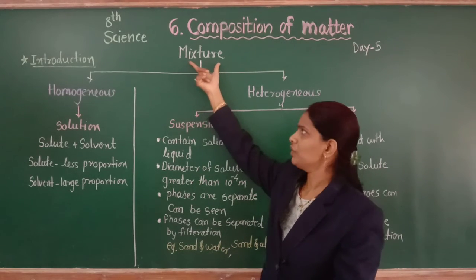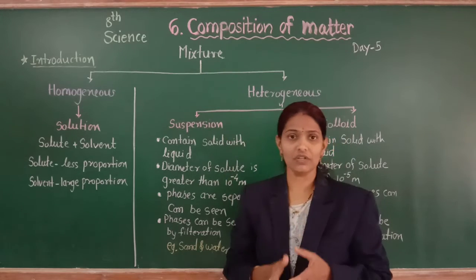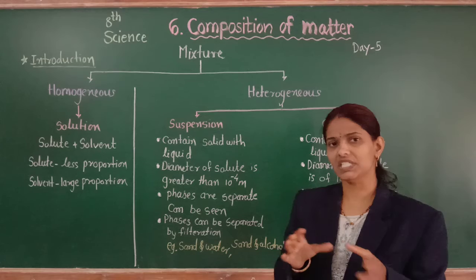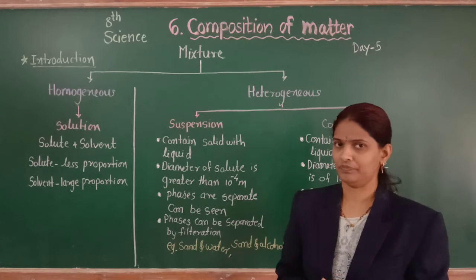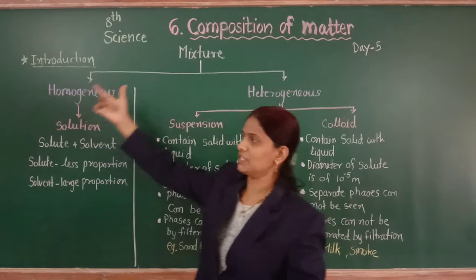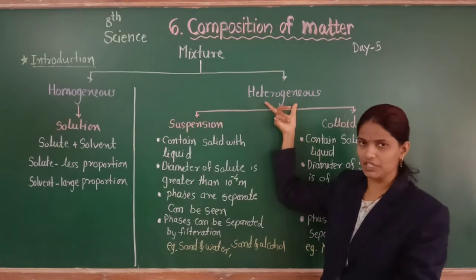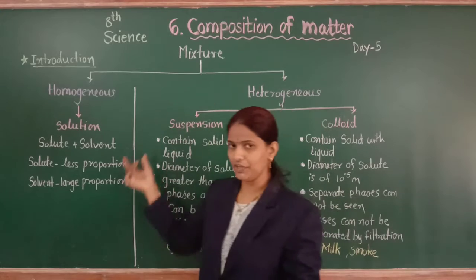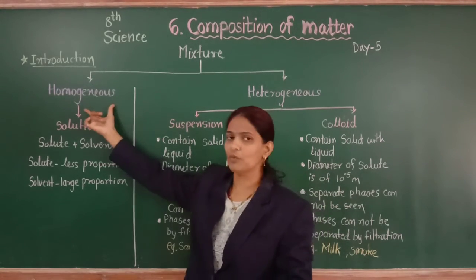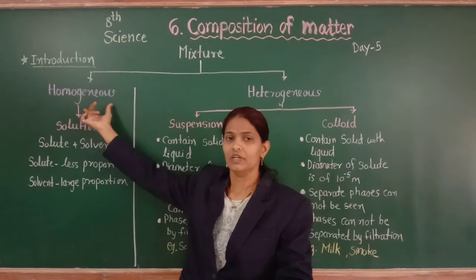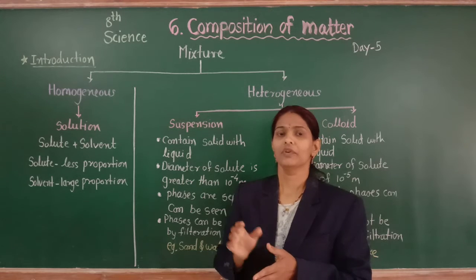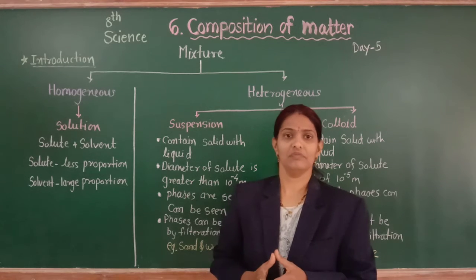A mixture, we know, is a mixture of two or more elements mixed in any proportion. There are two types of mixture, homogeneous and heterogeneous. In the previous video we discussed homogeneous mixture. So what is a homogeneous mixture? Here the constituents of this mixture are uniformly mixed throughout the mixture.